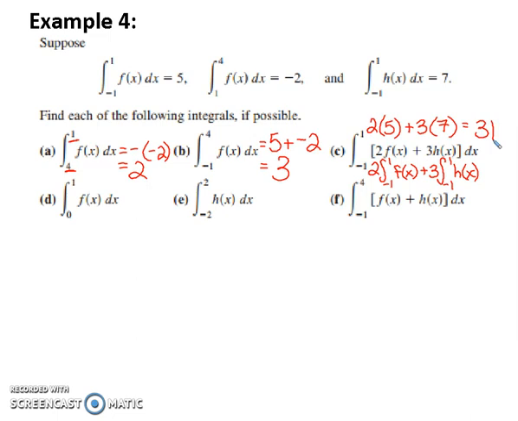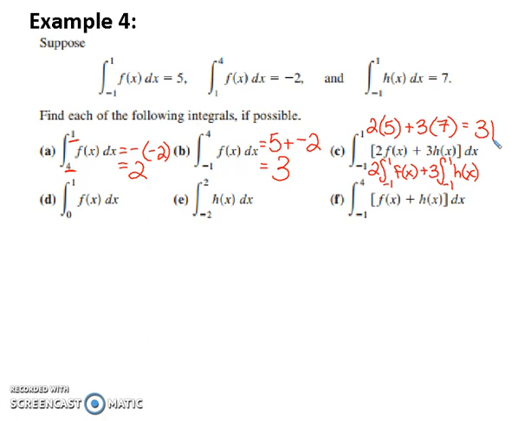All right, so then D wants the integral from 0 to 1 for f of x. So I'm looking up at the top. I see -1 to 1. I see 1 to 4. I do not see any zeros up there for f of x.